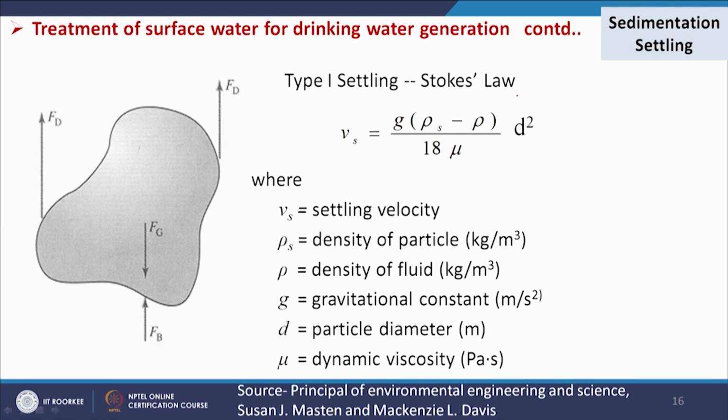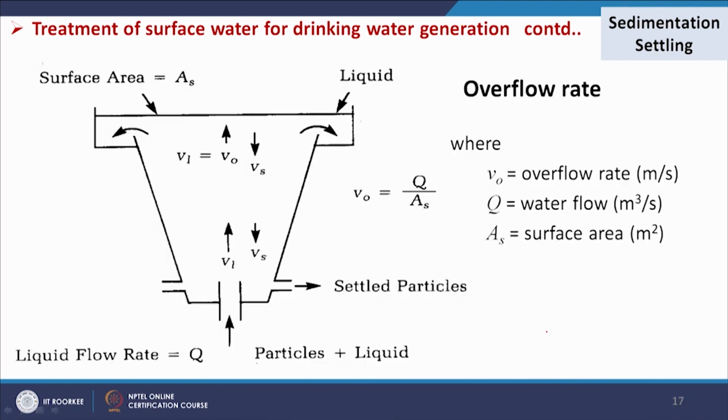So, type 1 settling, that is Stokes law or laminar zone consideration. Then Vs = g(ρs − ρ)d²/(18μ), this is the formula. Vs is the settling velocity, ρs is the density of the particle, ρ the density of the fluid, g the gravitational constant, d the particle diameter and μ the dynamic viscosity. We have already discussed this. This can be used to understand whether a particle will settle or not.